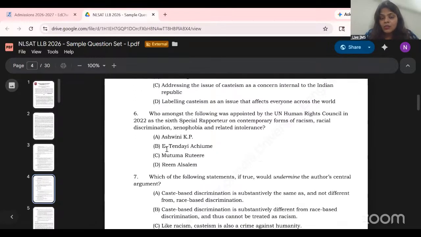Again, for question number 6, you would see that this is again a GK based question. It is asking which of the following was appointed by the United Nations Human Rights Council in 2023 as the sixth special rapporteur on contemporary forms of racism. So your answer here would be Ashwini KP. She's from India and she took her office on 1st November 2022.